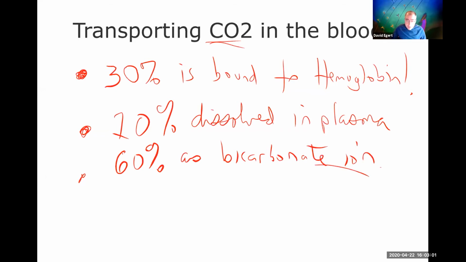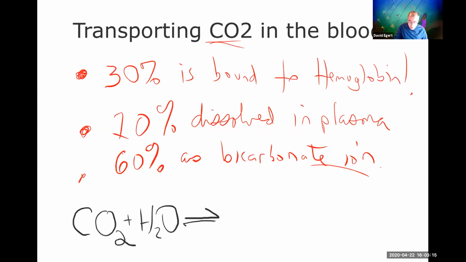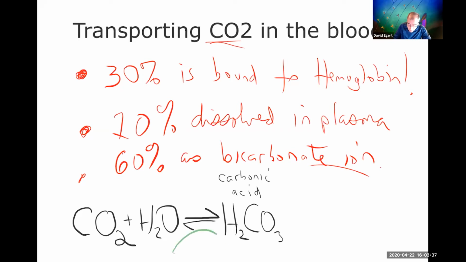So let's talk about that. So basically CO2 plus water becomes carbonic acid. And there is an enzyme in your blood, in your RBCs, that is making this happen. The enzyme is called carbonic anhydrase.